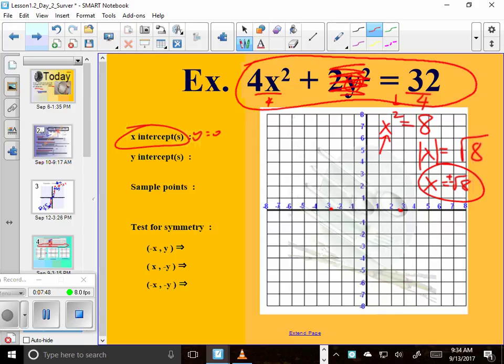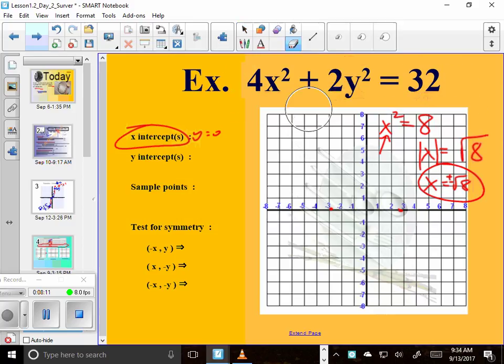Does it look to you so far like this thing has symmetry across the y-axis? Looks to me like it does. All right, let's figure out the y-intercept of this thing. Finish this sentence. The y-intercept is where, what? X equals 0. So I'm sticking in x equals 0 and finding the y-intercept. X equals 0. 0 goes here. This is all gone. Divide by 2. Y squared equals 16.